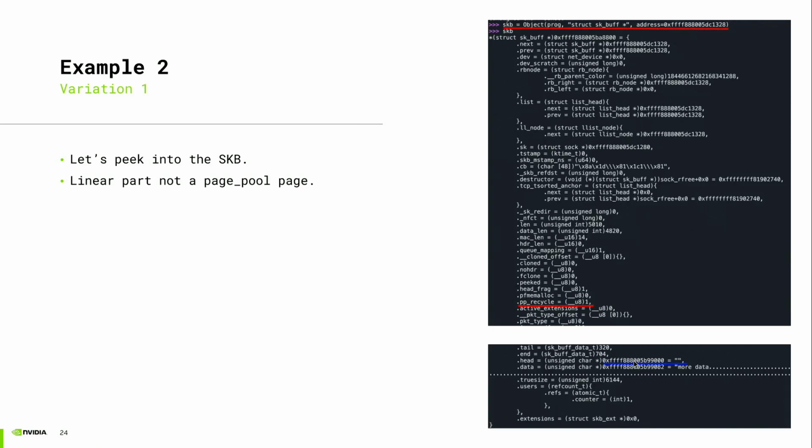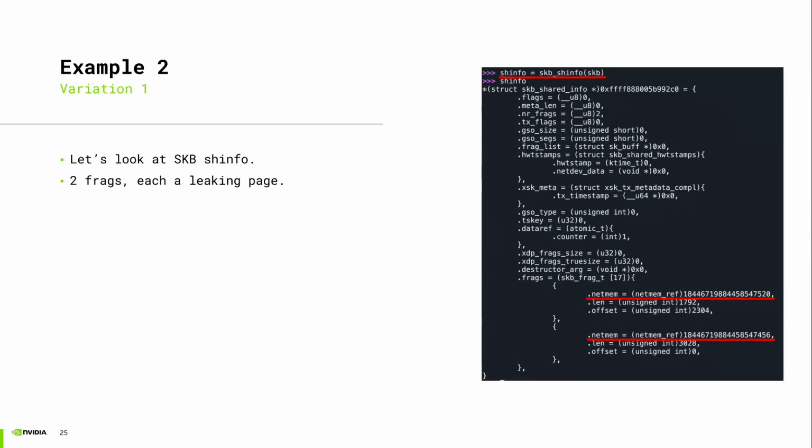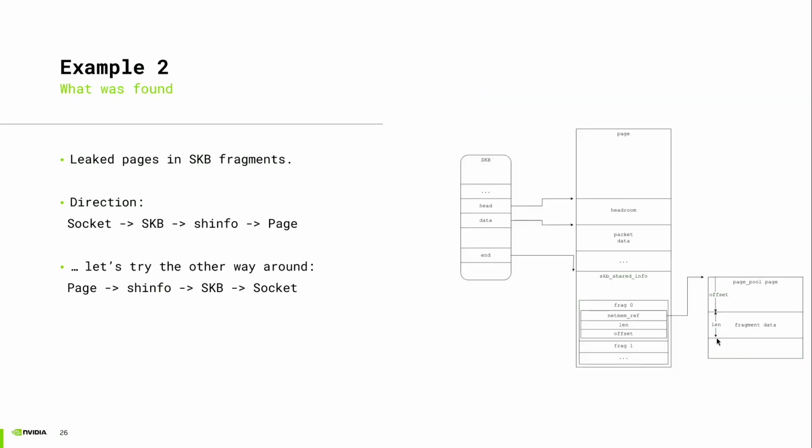You see here the pointer to the linear part is for certain not a leaked page, probably not a page pool page. This we can investigate. But then we go and check the shared info, and we check the fragments, and these are the fragments that are leaking. Okay, pretty straightforward. So we went in this direction from socket, SKB, then we went into the fragment list and we found the fragment.